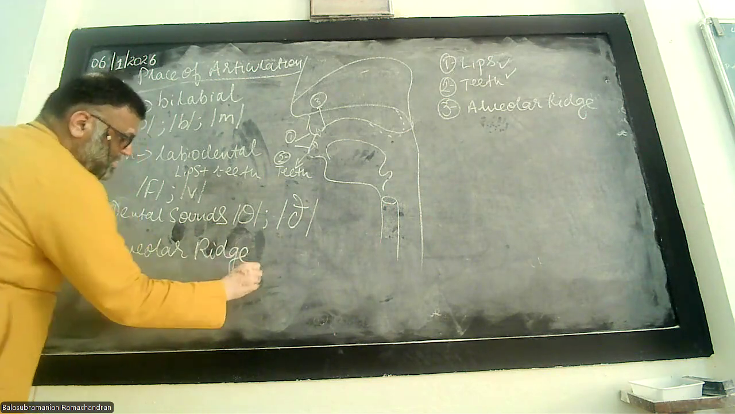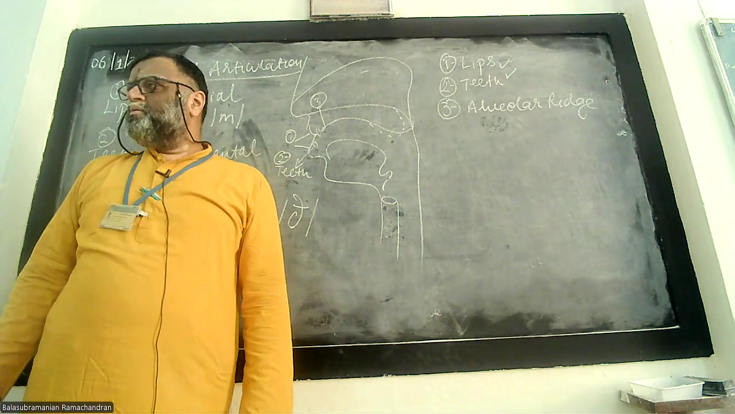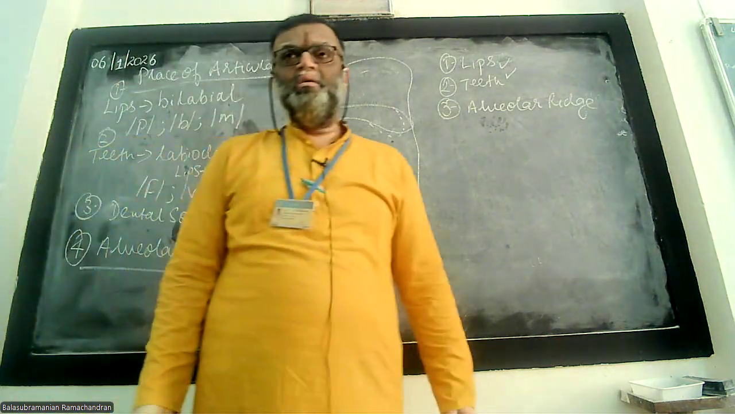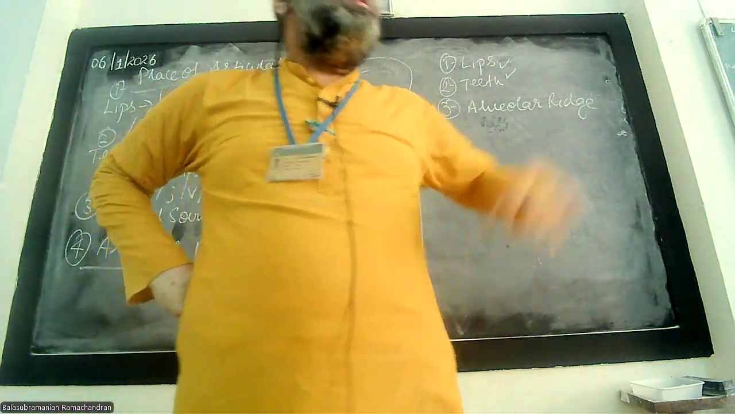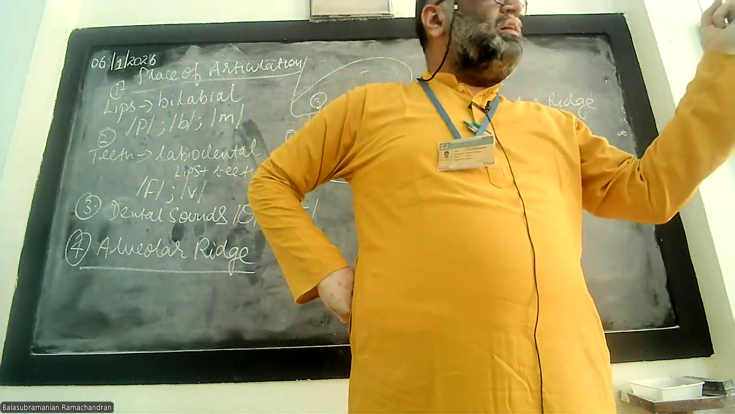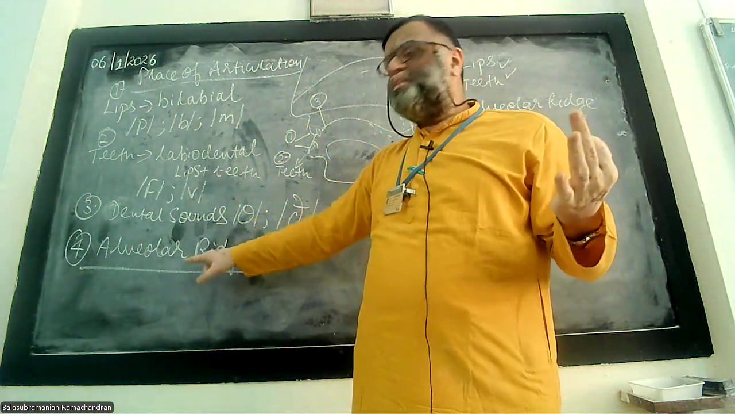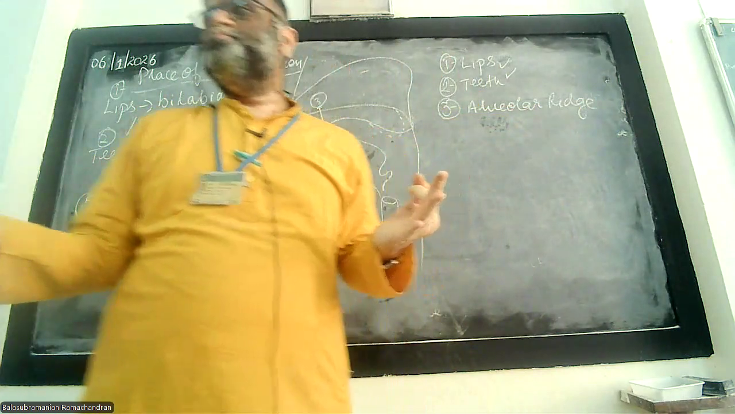the alveolar ridge can be called as... Give it a name, can be called as... For lips we say labial, for lips and teeth we say labial dental, for teeth we say dental, and for the alveolar ridge, tongue.